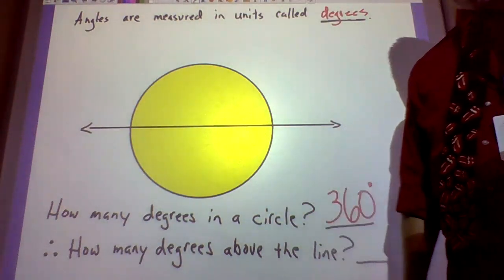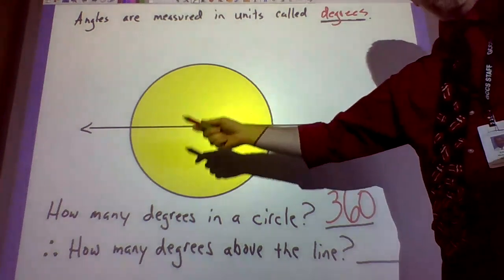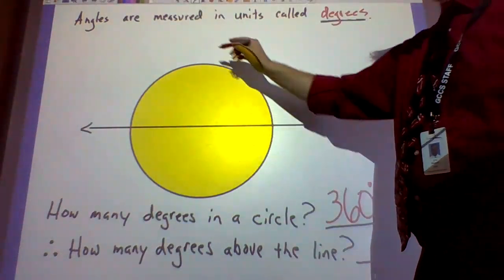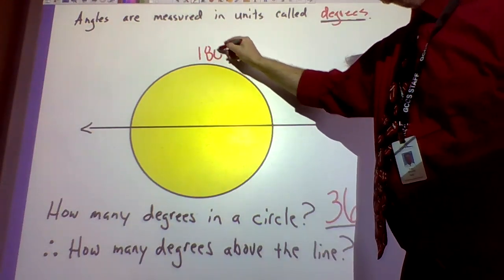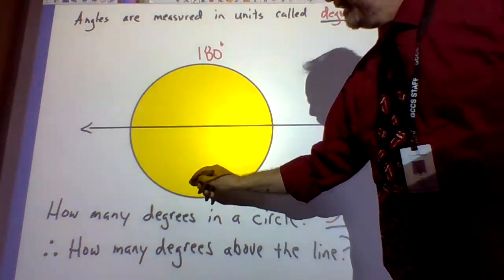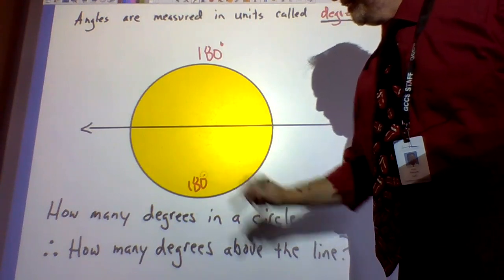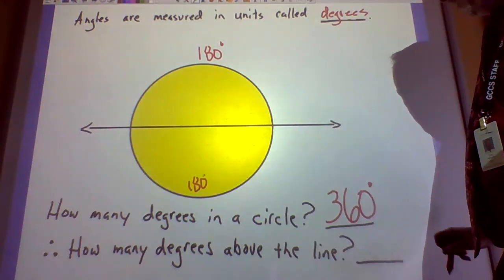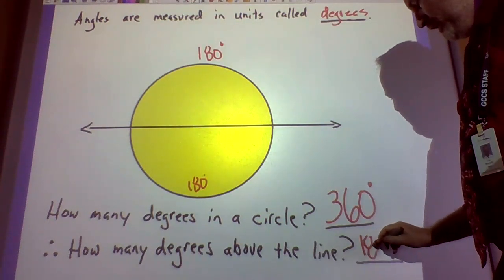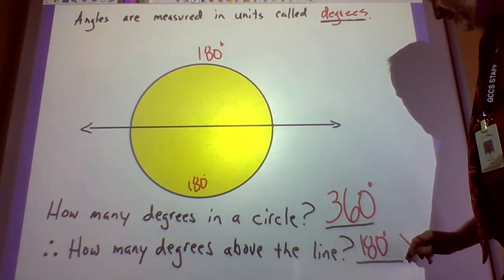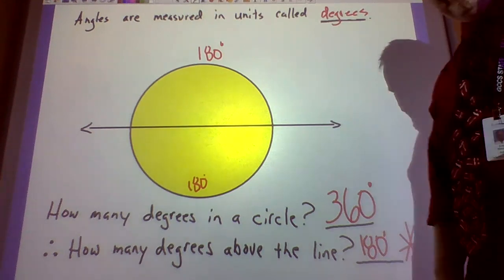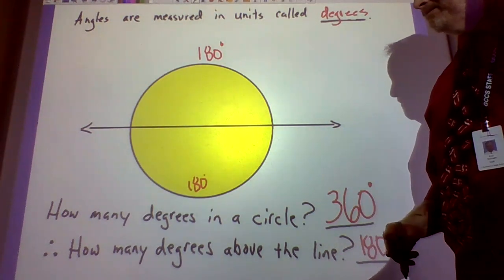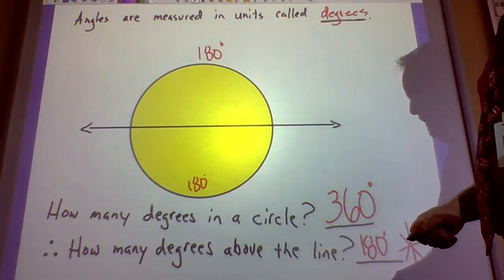All right. So a lot of you all are saying, well, if there's 360 degrees and that line goes right through the middle, I'm assuming there's 180 degrees on top and 180 degrees on the bottom. And that would be correct, and that is super important. We're going to use the number 180 very frequently in this class. So it's kind of the magic number of geometry, 180 degrees.